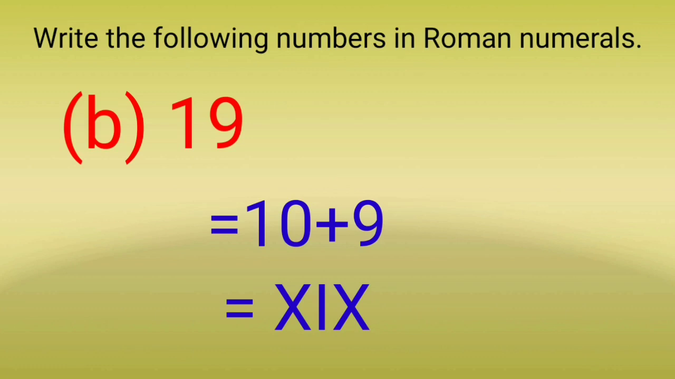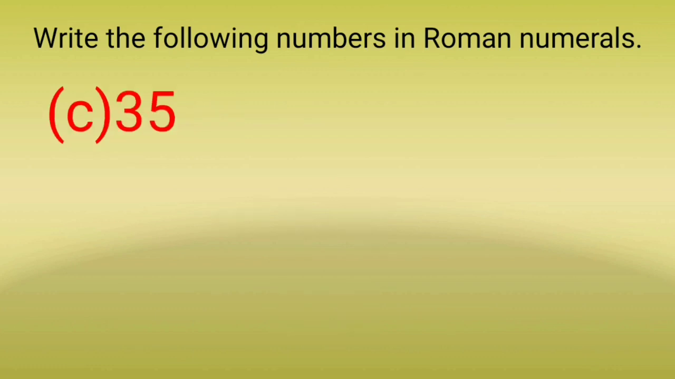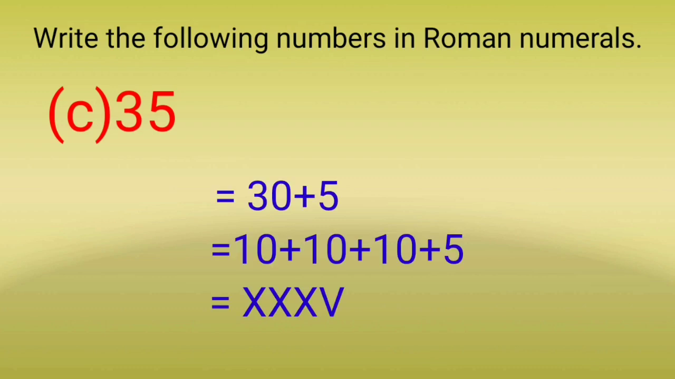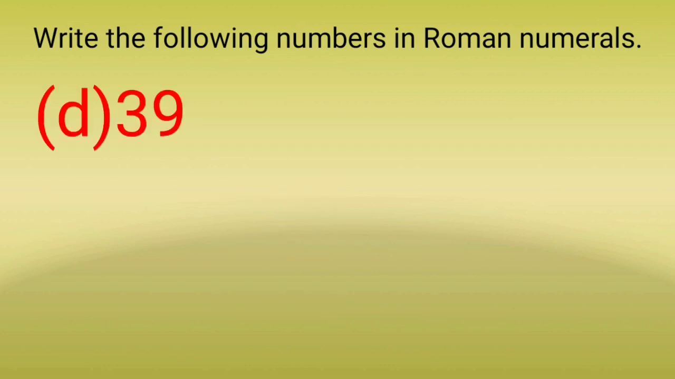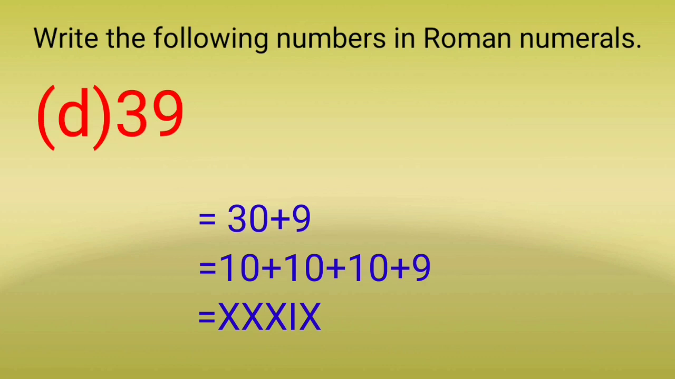Now 35. 35 means we can write it as 30 plus 5. We can write 30 as 10 plus 10 plus 10, plus 5. So 10 plus 10 plus 10 means XXX, 5 means V. So XXXV. Now 39. So 30 plus 9, 30 means 10 plus 10 plus 10, plus 9. So XXXIX.